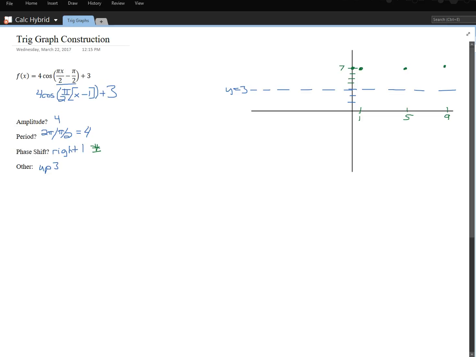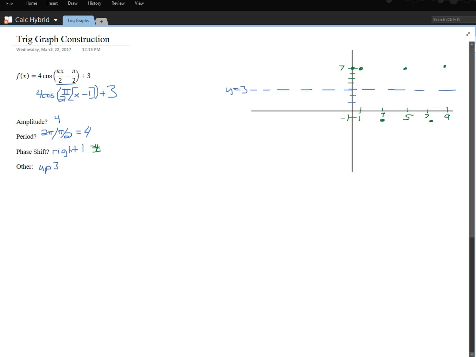In the middle of my rotation for cosine, I should be down. So 4 down from 3 is going to be down here at -1. So -1 between 1 and 5 is going to be at 3. So I'll mark that as well, and I've got a nice dot right there. And then this one should be between 5 and 9 at 7.